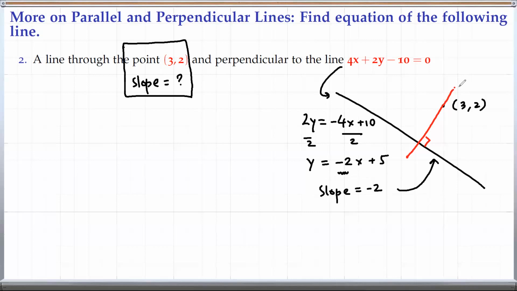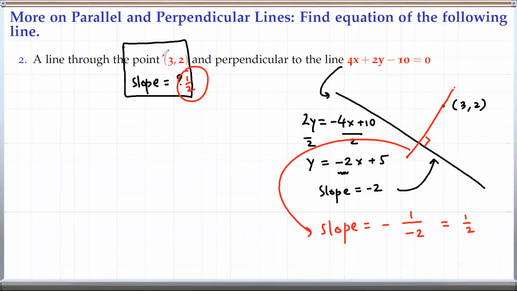Now we need to figure out the slope of that line. But we know that if two lines are perpendicular, then their slopes are negative reciprocals of each other. So for this line, the slope must be -1 over whatever the slope of the given line is, 1 over -2. So this becomes +1/2. So the slope of the line we want to figure out is 1/2.